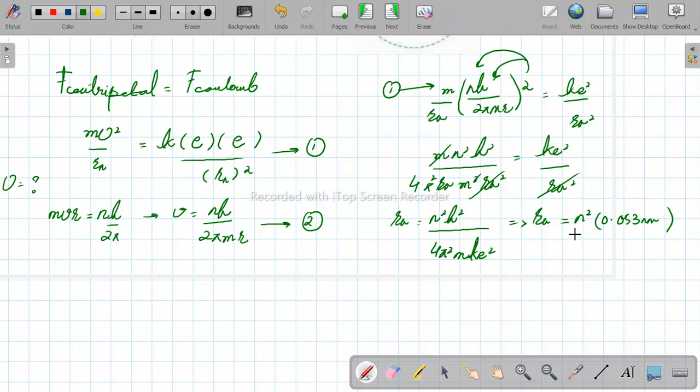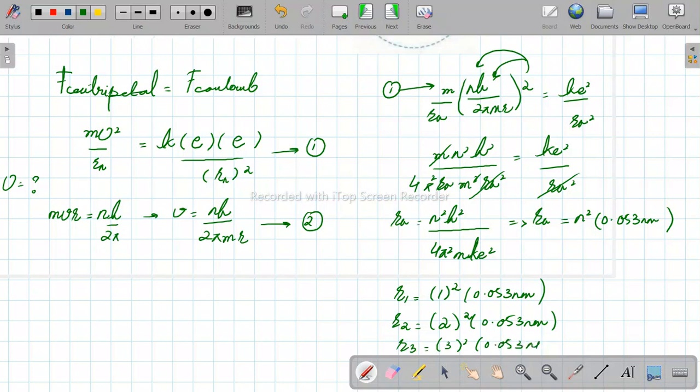For the first orbit, n equals 1. For the second orbit, n equals 2. For the third orbit, n equals 3. If we are to calculate the radius of the first orbit, r1, it should be 1 square times 0.053 nanometers. For the second orbit, we write 2 square times 0.053 nanometer, and for r3 we write 3 square times 0.053 nanometer. 1 square multiplied with any number does not make any difference, so we can write it as 0.053 nanometer.